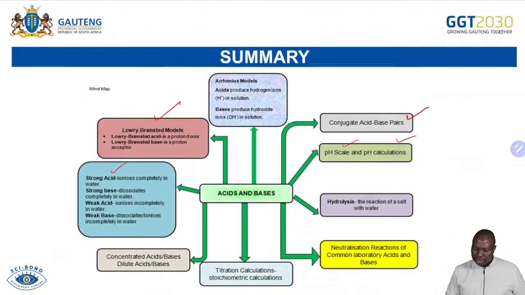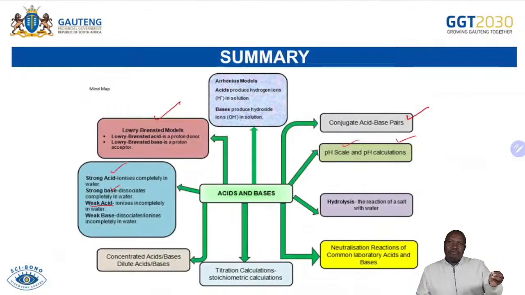We have talked about the strong acid and the strong base, where a strong acid ionizes completely in water to produce a high concentration of H3O+, and a strong base dissociates completely in water to form a high concentration of hydroxide ions. We had the weak acid that ionizes incompletely, while a weak base dissociates incompletely, and it forms a low concentration of hydronium ions. We talked about concentrated acid and concentrated base, where concentrated simply means a large number of moles in proportion to the volume of water, whereas dilute means fewer moles in proportion to the volume of water.